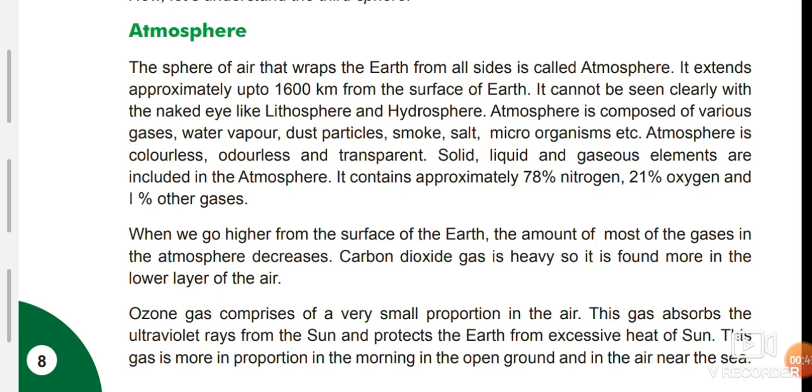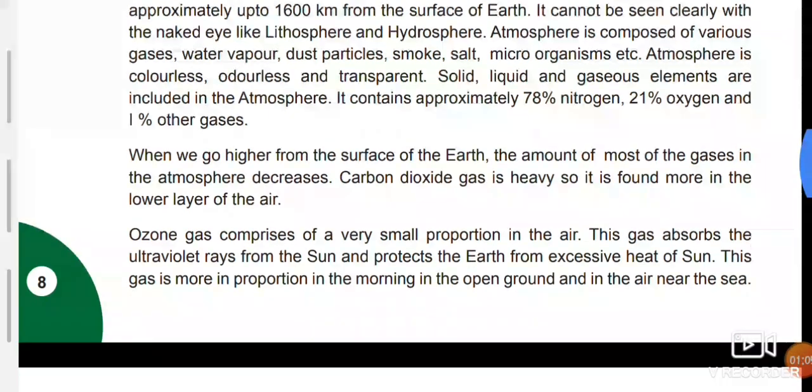It contains approximately 78% of nitrogen. See what is the content? What does atmosphere contain? It contains 78% of nitrogen, 21% of oxygen, and 1% of other gases. Nitrogen 78%, oxygen 21%, and 1% of other gases.